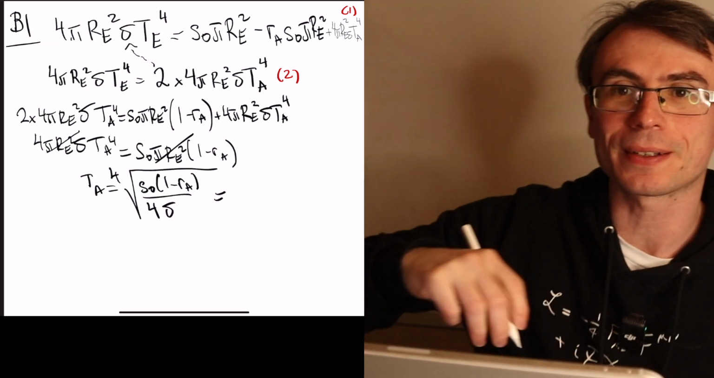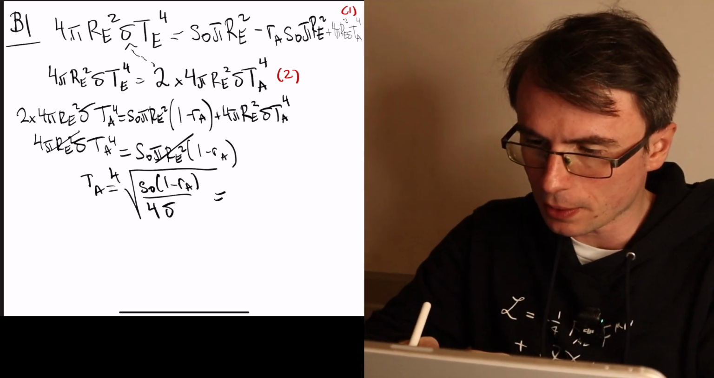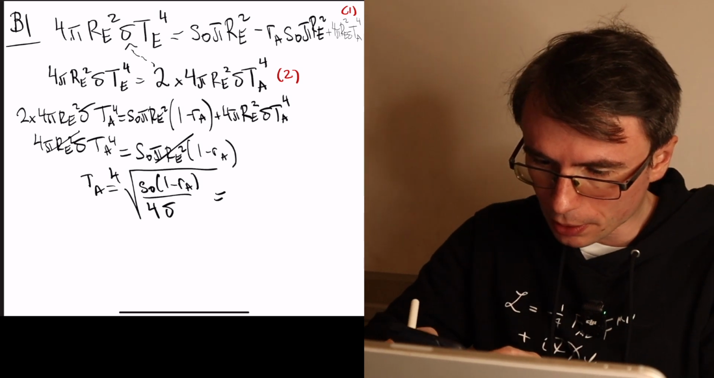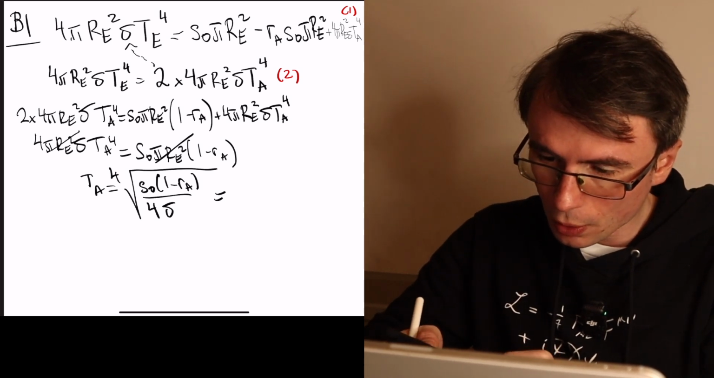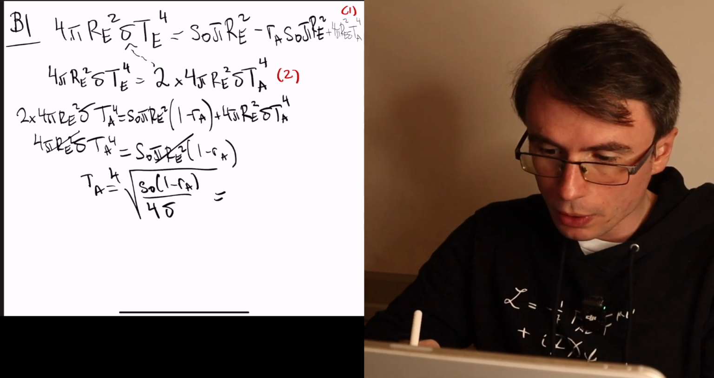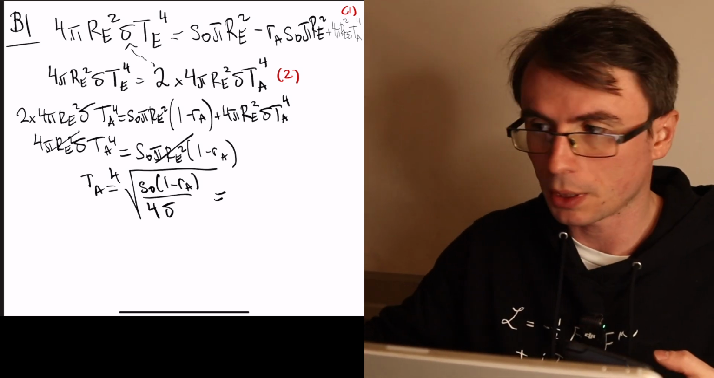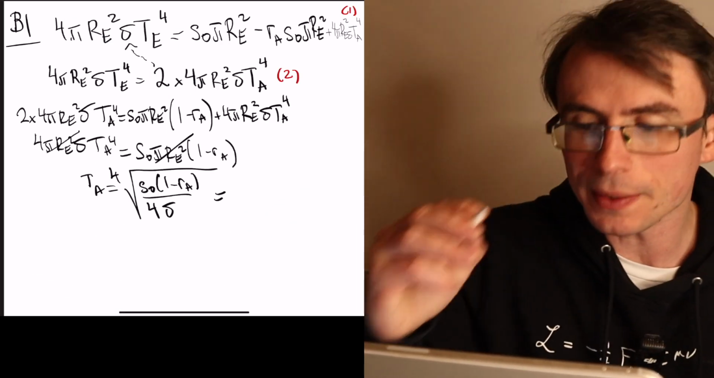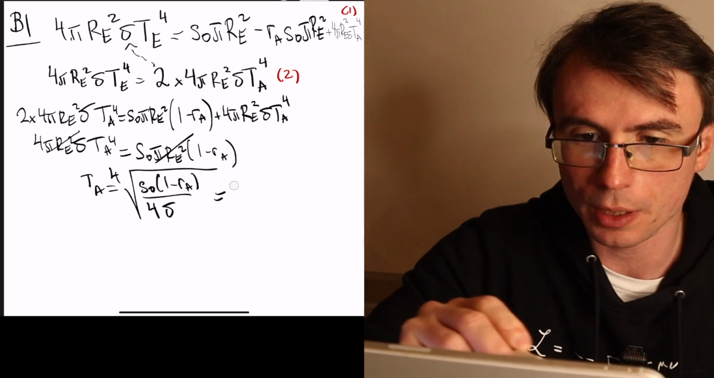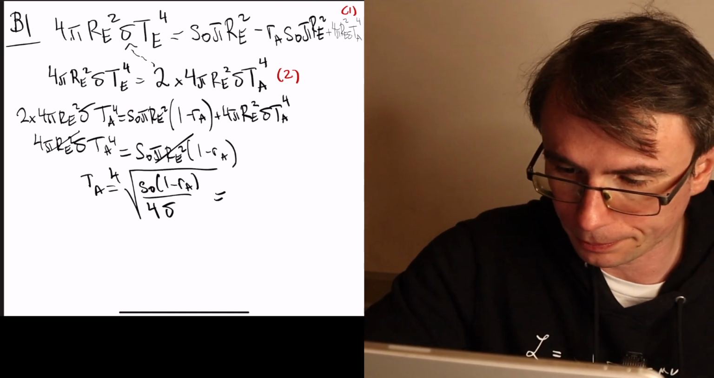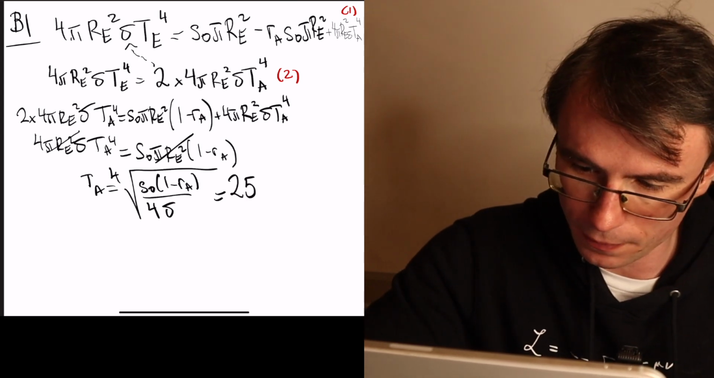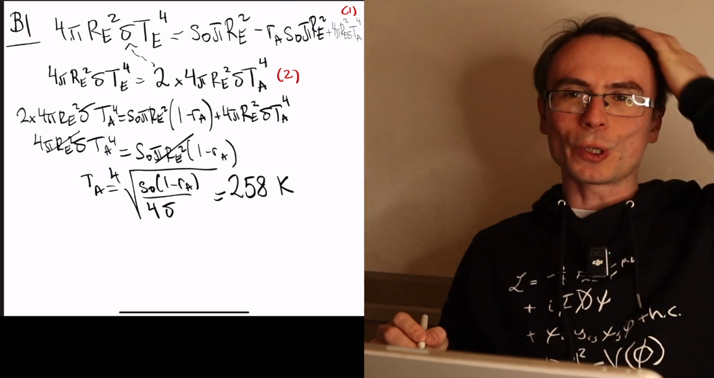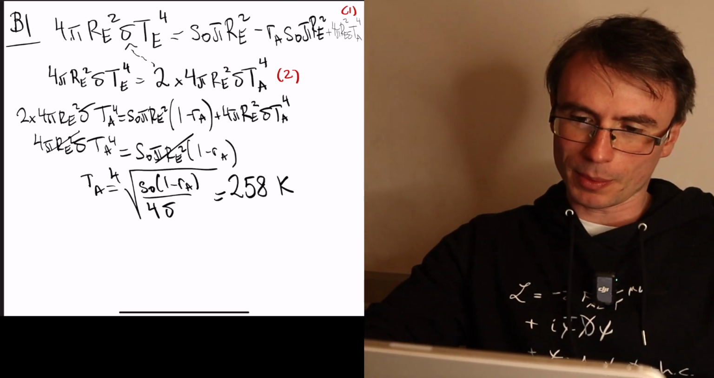Let's see what that gives us. Okay, back to our trusty calculator. I think we've actually calculated all those values from before. So I'm going to need the fourth root of the fraction with S naught. What did we get for S naught? And this here is going to give me around 258 Kelvin. Perfect. We've got the temperature of the atmosphere and it probably sounds about right.